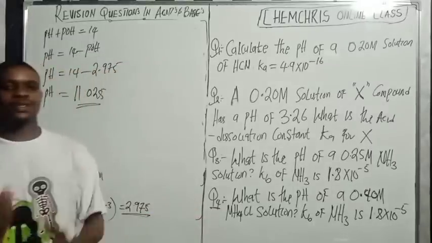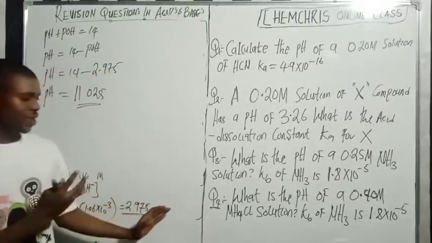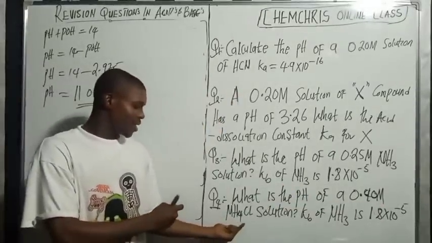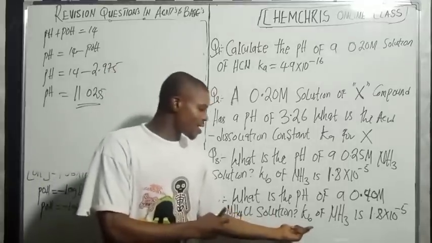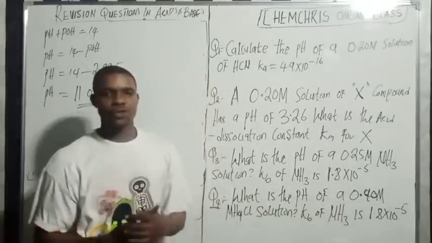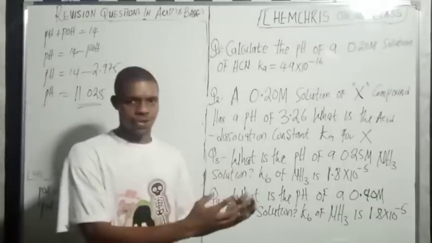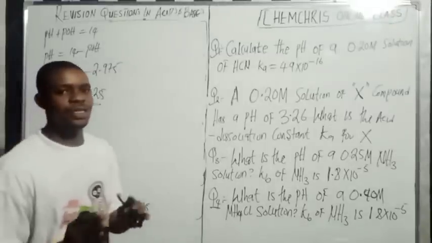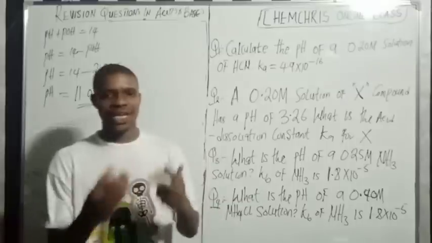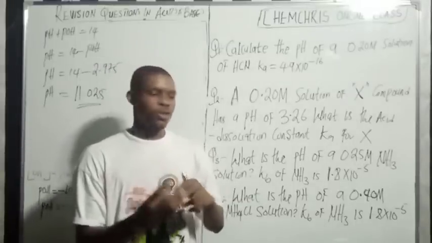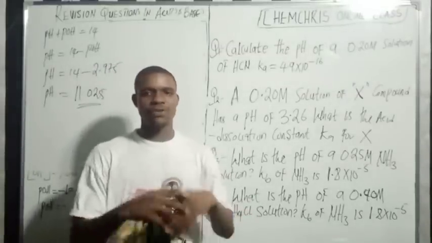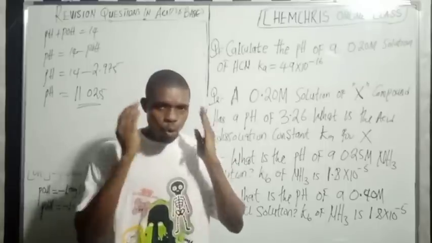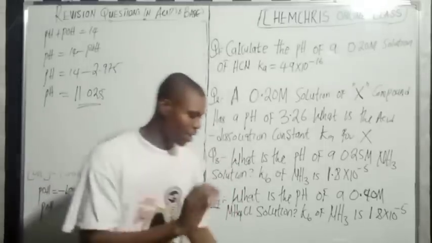But question number 4 is a little bit tricky and technical. So how do you solve it? What is the pH of a 0.40 molarity NH4Cl solution? This question is not a straightforward question. It's very, very technical, so you need to pay close attention. And guess what? This is the type of question you will encounter in your exam. I've searched the past questions and these are real exam questions. So it's very important you pay close attention.